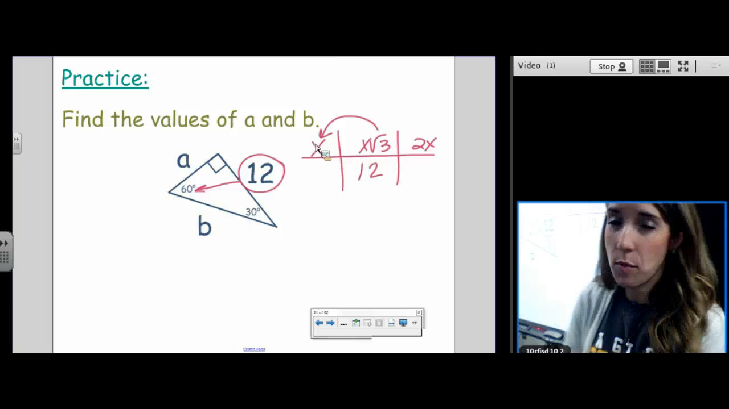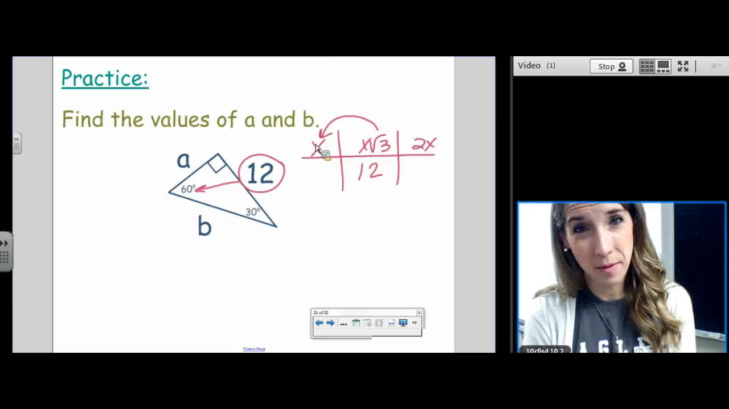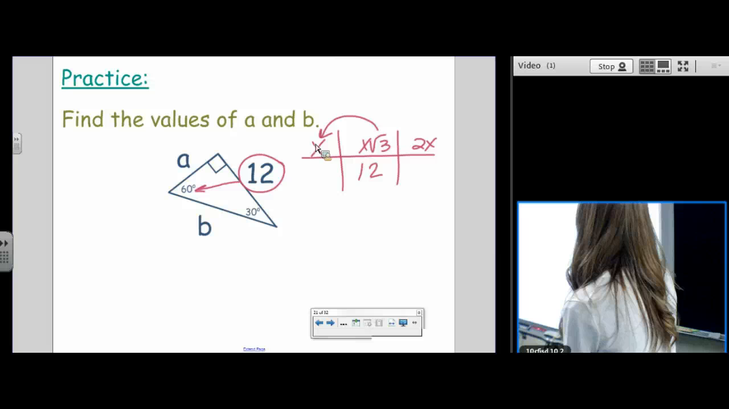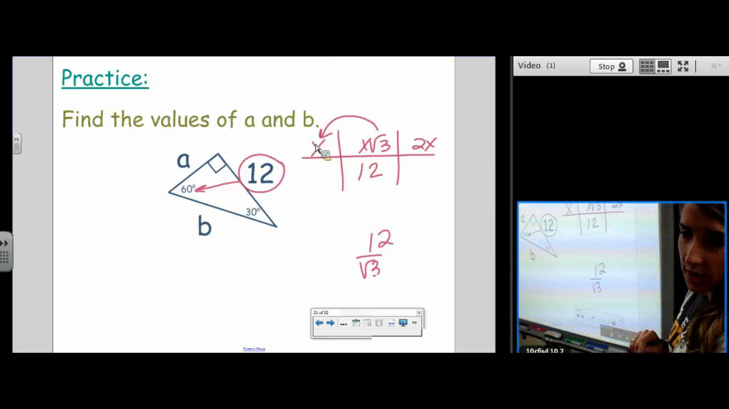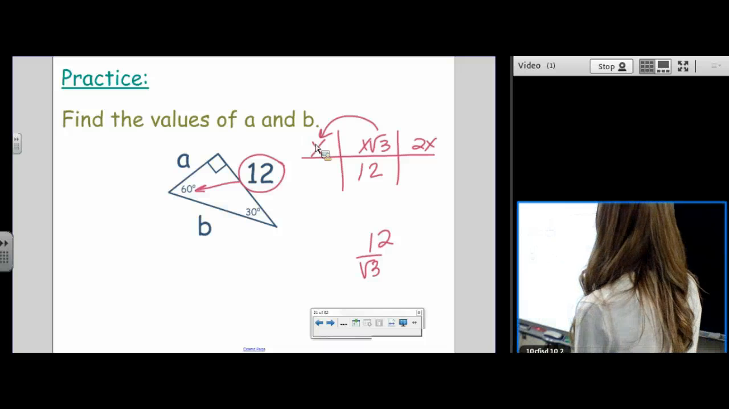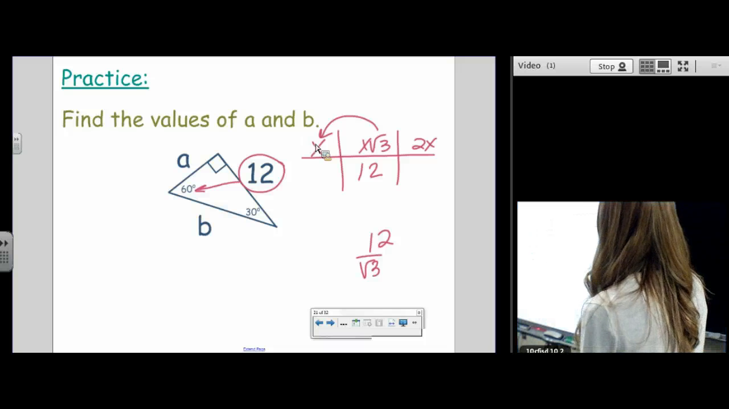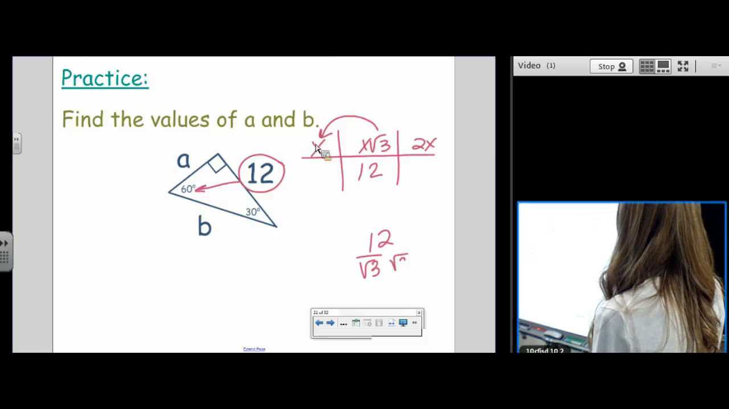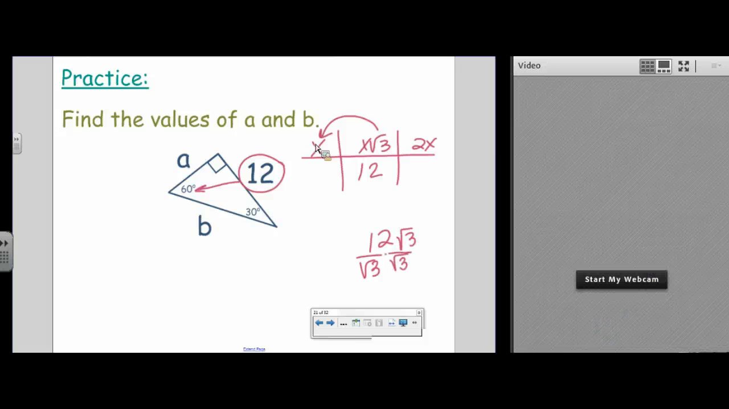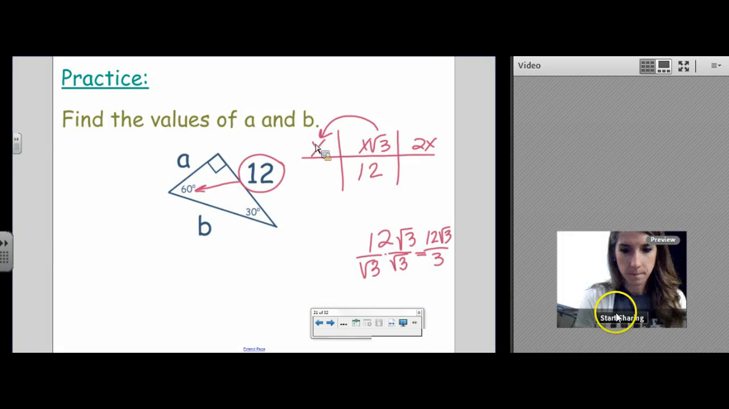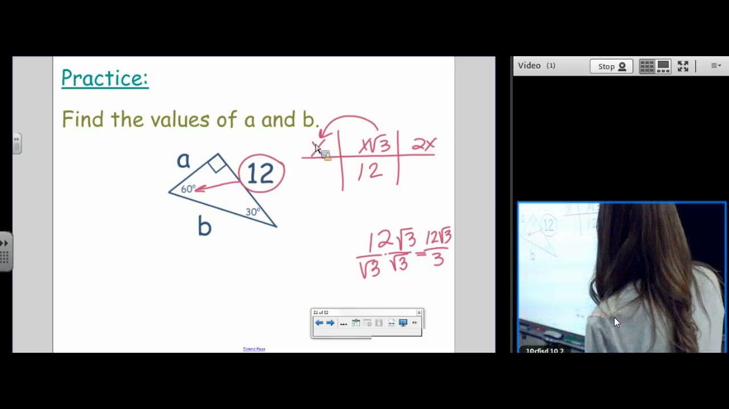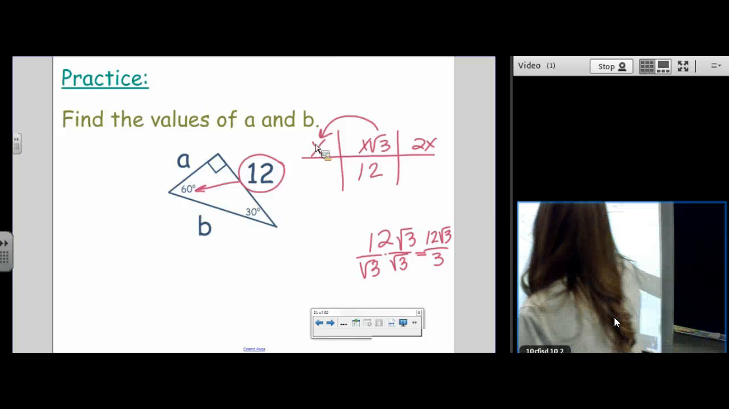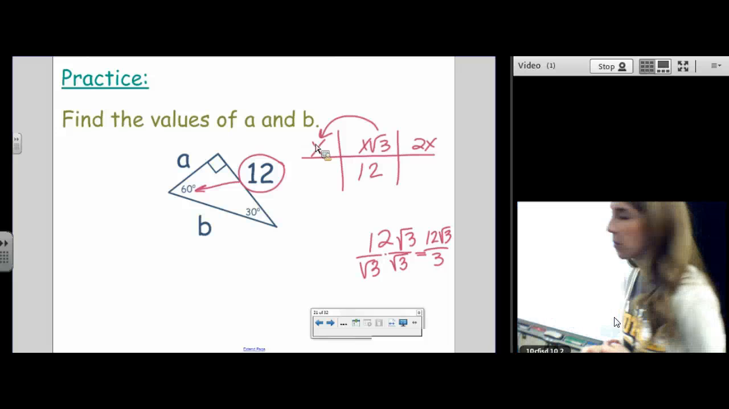Good. The opposite of multiplying by root 3 is dividing by root 3. So I'm going to go off to the side, and I'm going to divide it by root 3. Okay. And then I'm going to rationalize my denominator. That is 12 root 3 over 3. Is that fully simplified? Nope, we have to divide 12 divided by 3, which gets us 4. So we have now found x. It is 4 root 3.